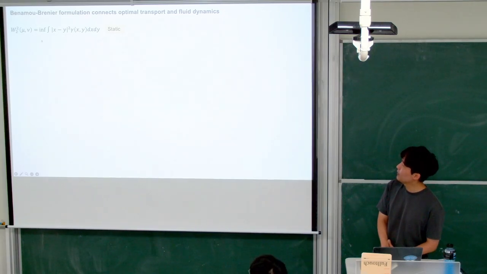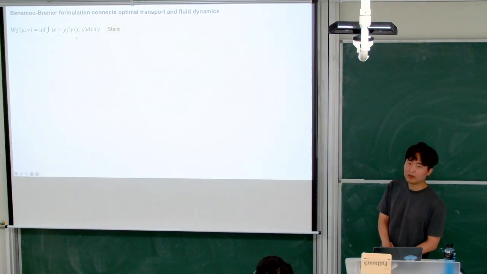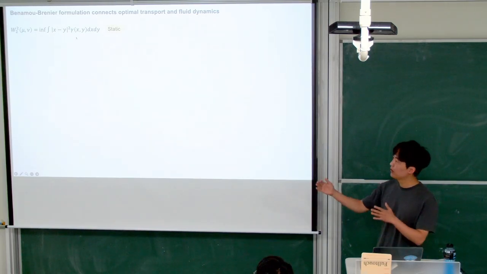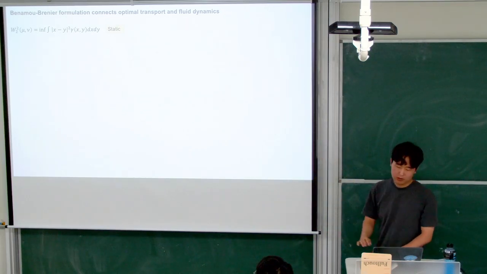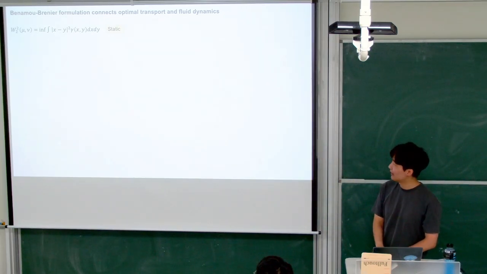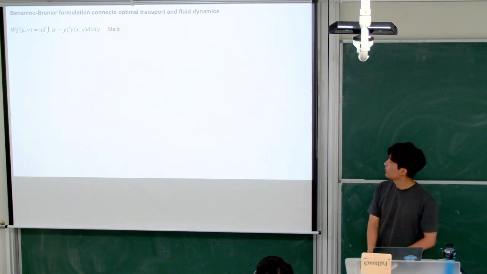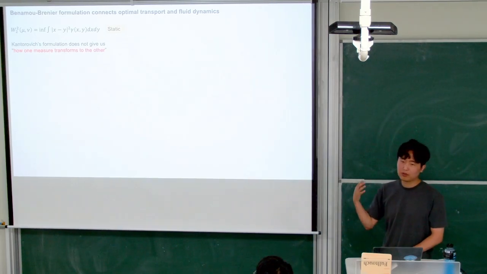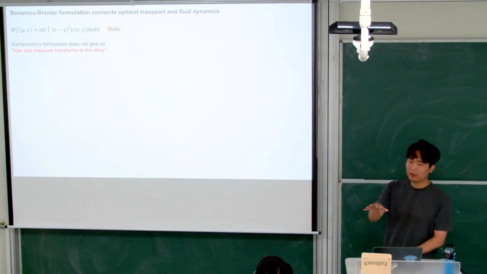Here, the reason that I put infimum is that I can think about a general gamma. So the square of the Wasserstein 2 distance is the minimum of this following cost with respect to varying gamma, the joint distribution. Actually, if you recall the Kantorovich formulation picture, it is not dynamic, it is static. So I want to make a dynamic formulation because it gives us the true meaning of how one measure transforms to the other.